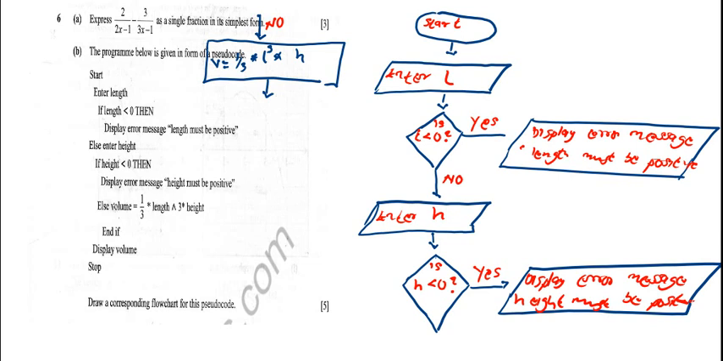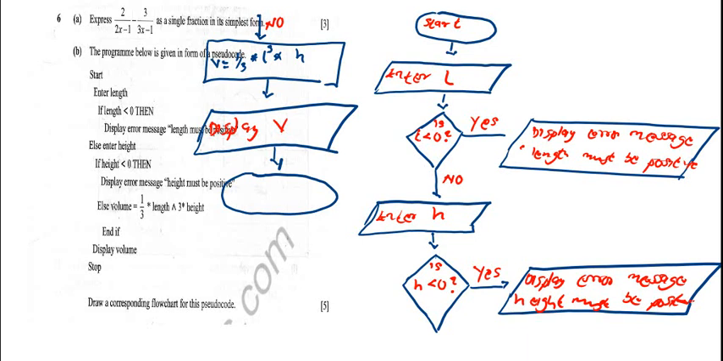And if we display, for display we use a parallelogram. We display volume. So let's say display volume, and lastly we stop. So stop using an oval. So from there we now stop.